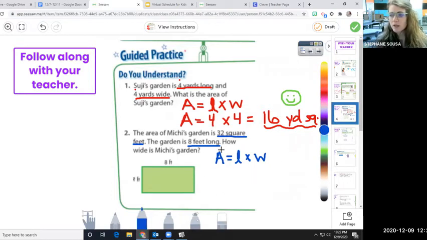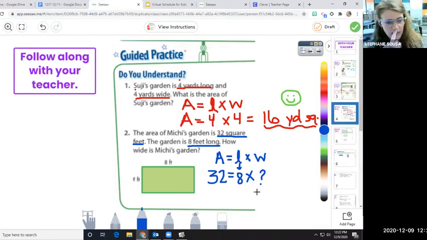Now let's plug in what we know. Michi's garden has an area of 32 square feet. So the whole thing is equal to 32. Okay. The garden is 8 feet long. So where we see this L for long, I'm going to plug in an 8. Times, we don't know. Look, the width, that's the question. How wide is Michi's garden? We don't know.